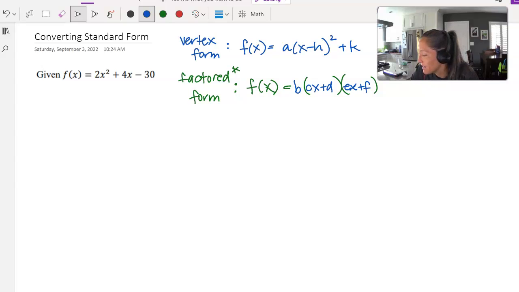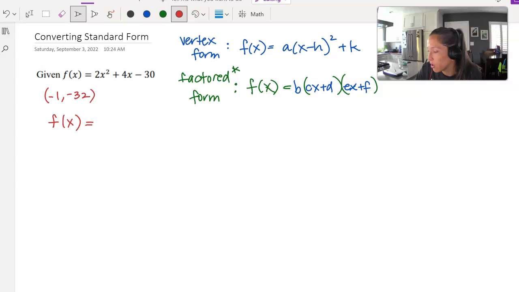But let's go ahead and work on vertex form because I asked you to do that as completing the square. We already know from the previous question, our vertex is (-1, -32). You can use this knowledge. I'm completely okay with you using that information to already know where the answer is going to be. The A is the same for the vertex form as it is for the standard form, so that 2 is still there. We're going to have 2(x + 1)² - 32. We know this is the answer.